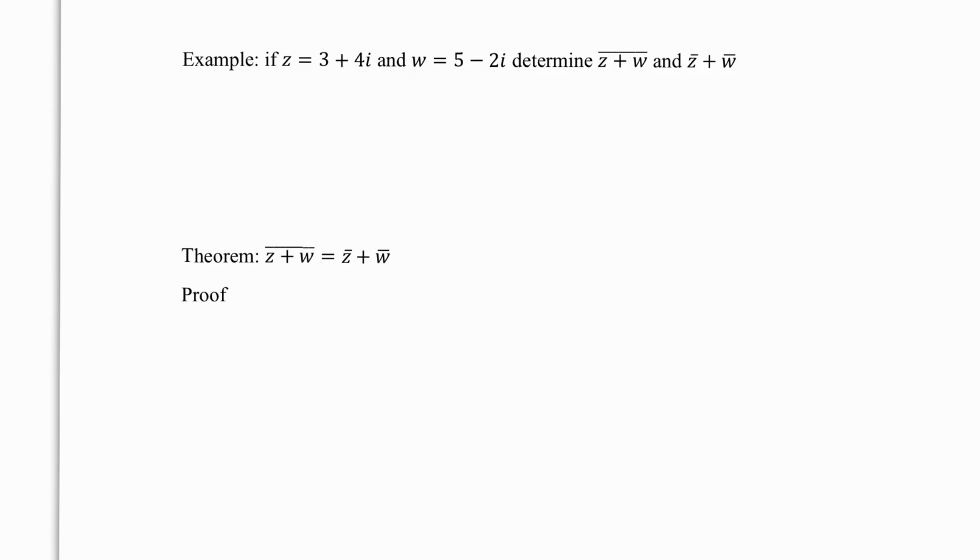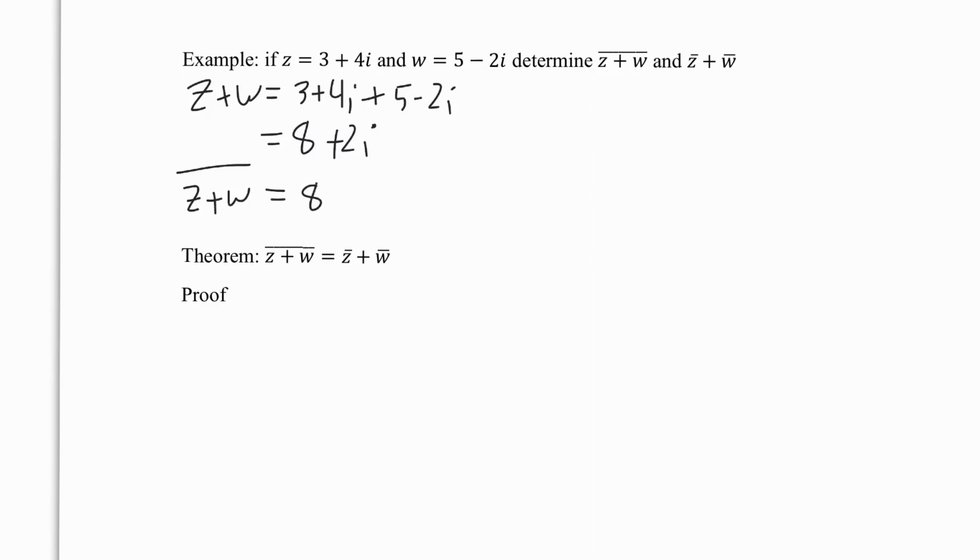Now, a few more things to note about complex numbers. If z is equal to 3 plus 4i and w is equal to 5 minus 2i, let's determine the conjugate of z plus w, or let's find the conjugate of z and the conjugate of w and add them. Well, okay, let's do this first one. And to do that, we should find z plus w first. So z plus w, so that's 3 plus 4i plus 5 minus 2i. So that would be 8 plus 2i. Okay, so then the conjugate of z plus w will be 8 minus 2i, because we just flipped that sign.